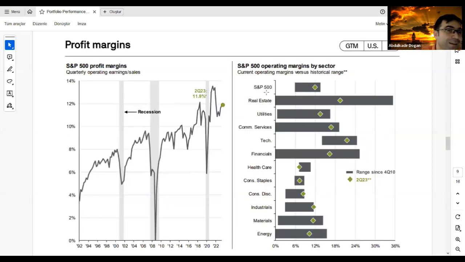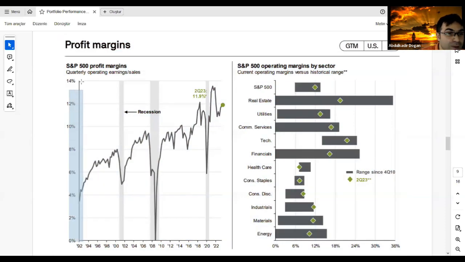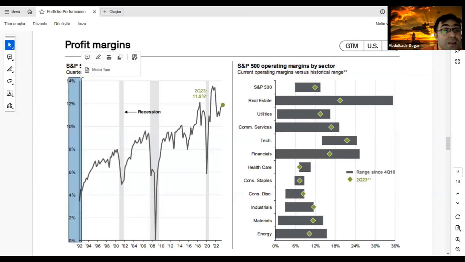And look at it now, profit margins. On the left-hand side, I have S&P 500 profit margins. What is the y-axis showing? It is showing just the dates. And these are the profit margins. So for approximately 30 years, the S&P 500 profit never exceeded 14%.